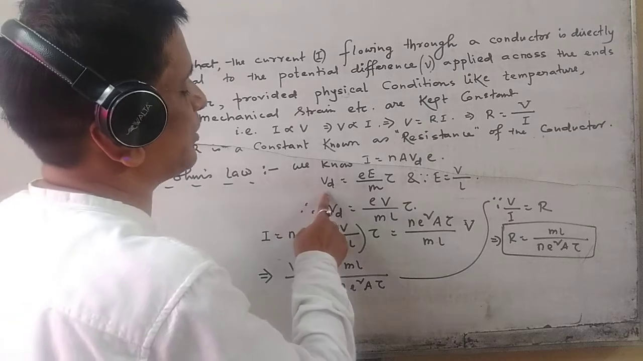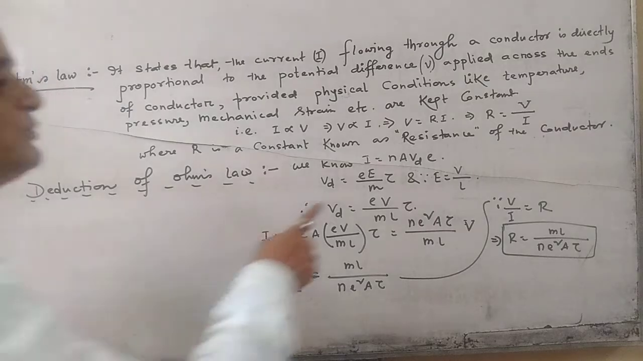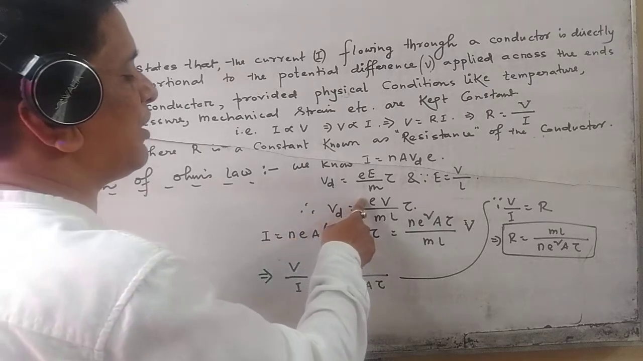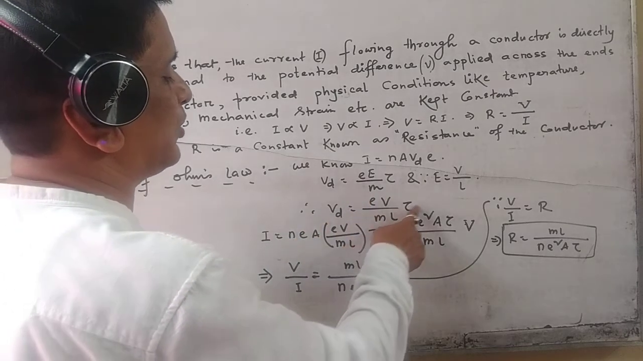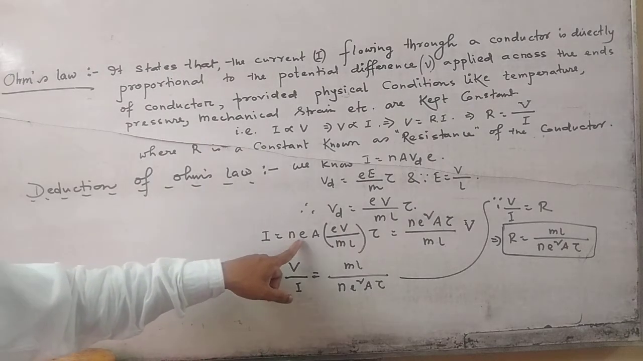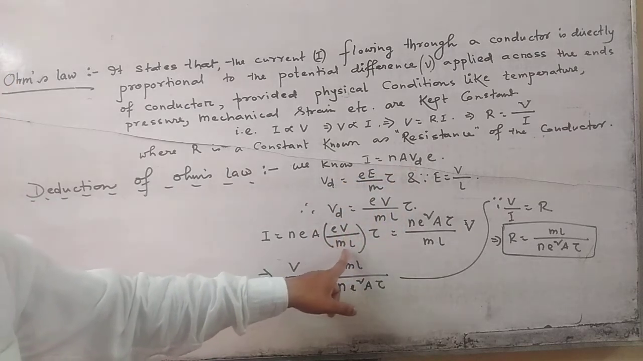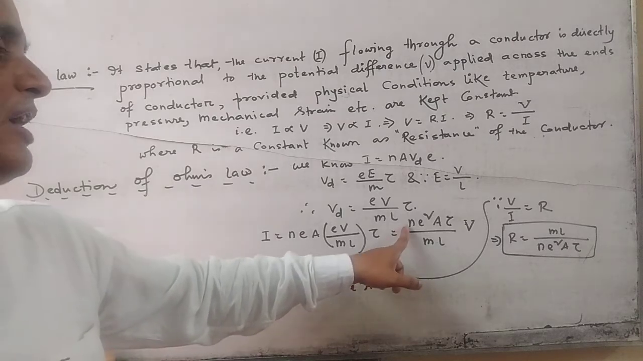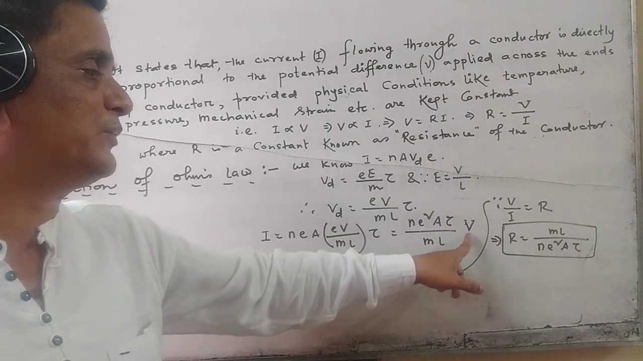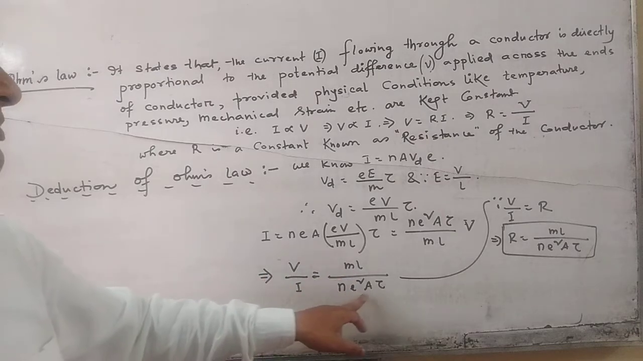Again we know that v_d is equal to eE divided by m into tau. And since E equals V by L, we can write v_d is equal to eV divided by mL, whole thing into tau. Is it clear? From there we can say I equals n e A, and if we put the value of v_d here, you will get what? eV by mL tau. Is it clear? Equal to how much? n e squared A tau divided by mL into V. So from there we can say V by I equals mL by n e squared A tau.